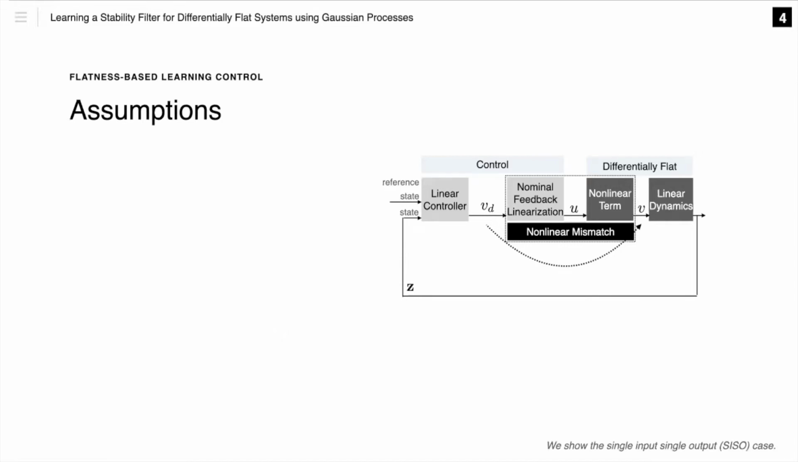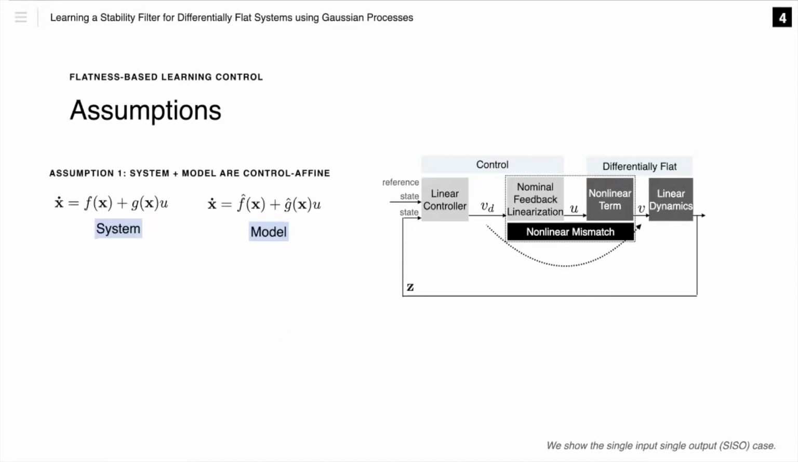In this work, we make two key assumptions. Firstly, we assume that both the actual system and our nominal model are control affine. In this case, the functions f and g in the system dynamics are unknown, while f hat and g hat are known functions in our nominal model.